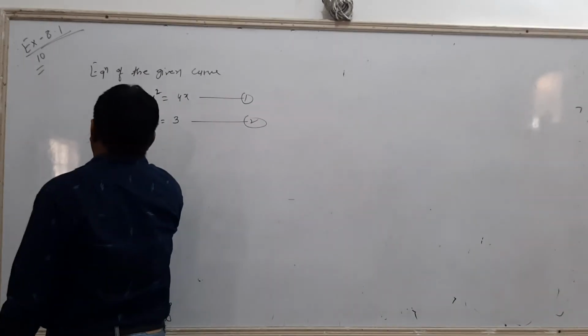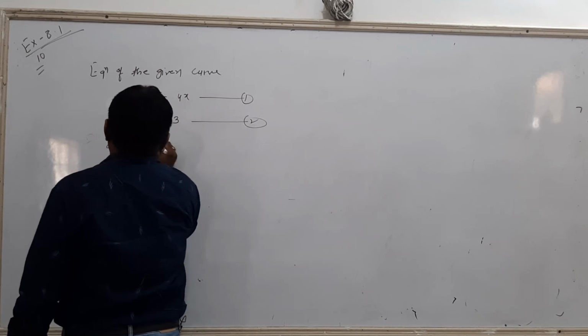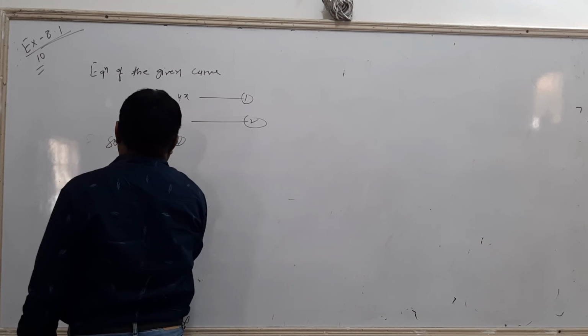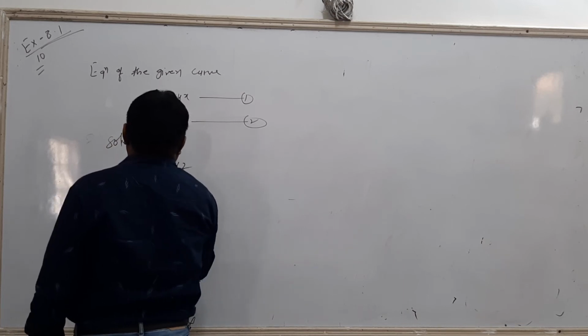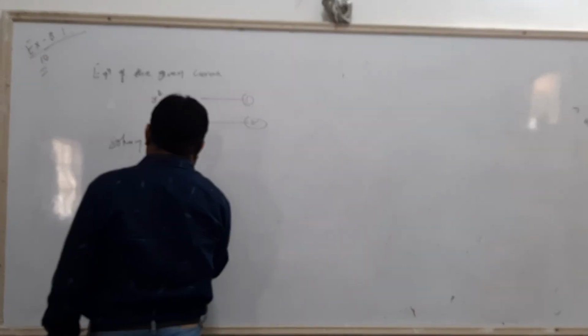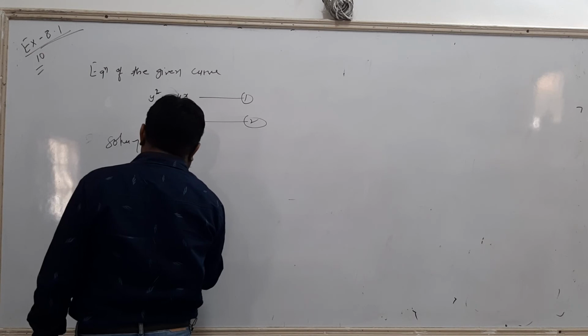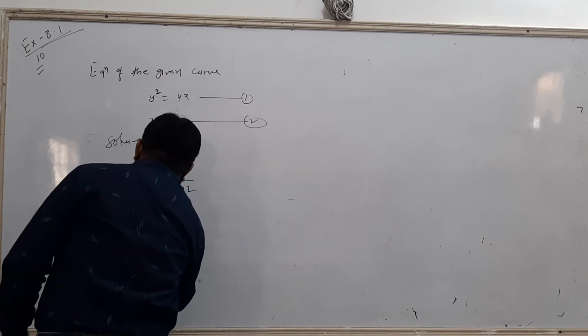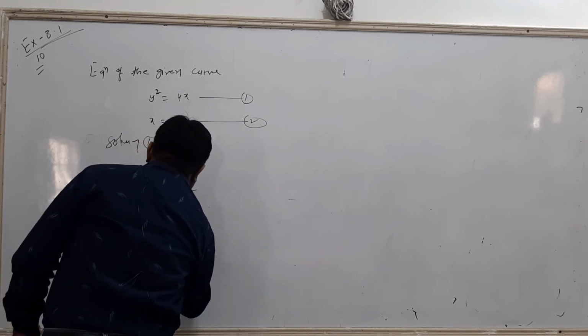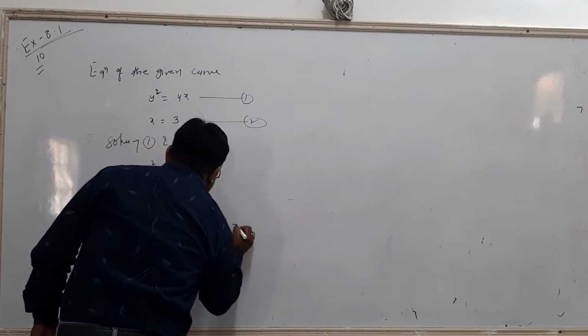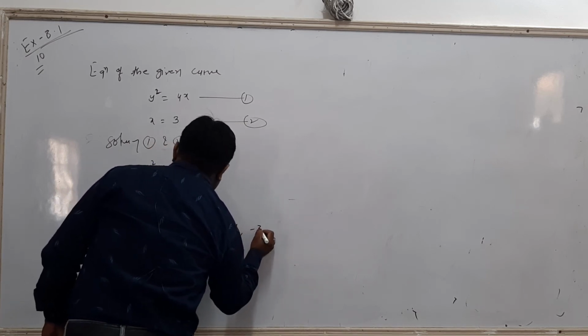First thing, solving first and second, right? Substitute x equals to 3 in this equation, then y square equals to 4 3s are 12. Then y equals to plus minus, what is the square root of 12? 4 3s are 12, that means plus minus 2 root 3. So one point is x is 3, y is 2 root 3. Taking negative, another point is x is 3, y is minus 2 root 3.